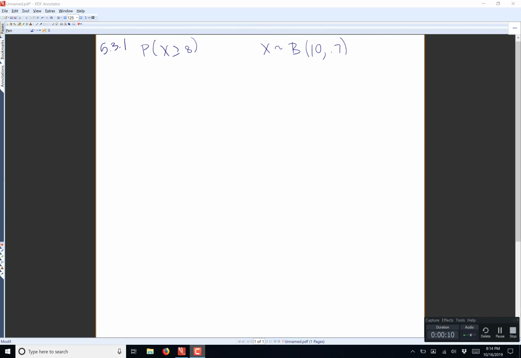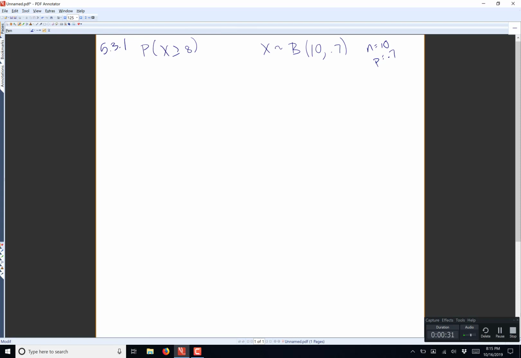So in this problem, we're looking for the probability that x is greater than or equal to 8. And we're told that x has a binomial distribution with n equals 10 and p equals 0.7. And in the first part, you found it using the exact binomial probabilities. But now we're supposed to use the normal approximation.